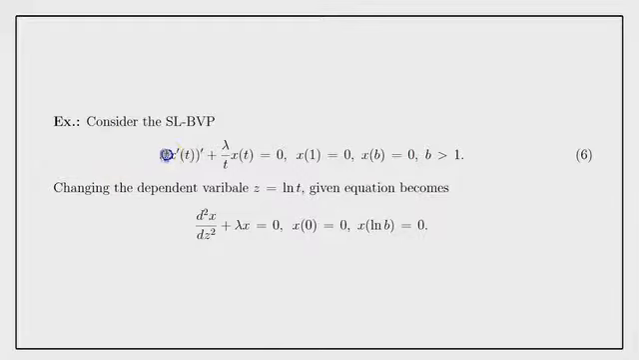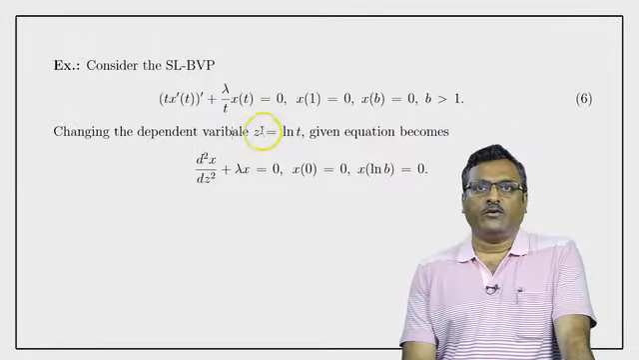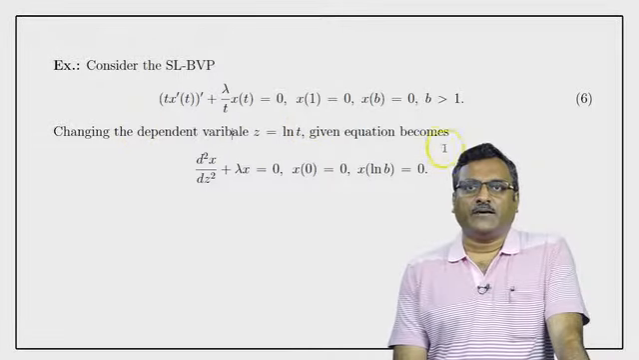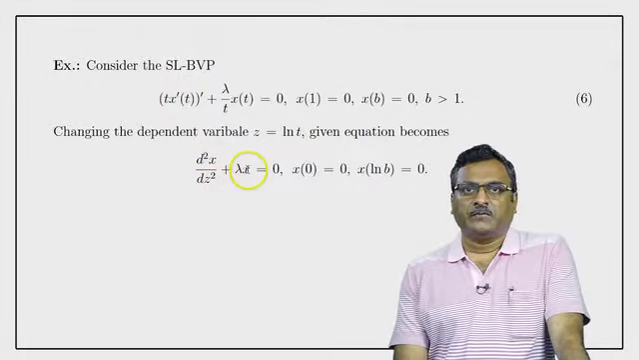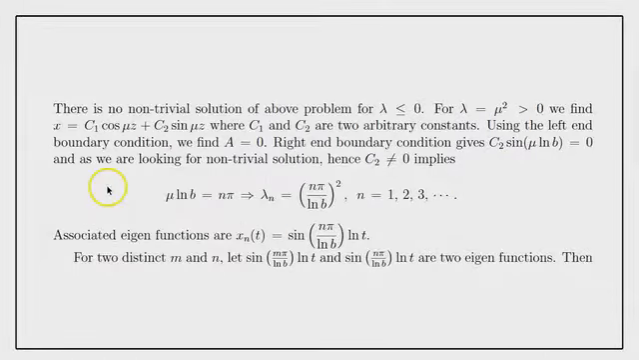Now a particular example. This is a Sturm-Liouville boundary value problem defined over the interval 1 to b, and of course b is a real number greater than 1. If you compare with the given equation, then p(t) is equal to t, q(t) is equal to 0, and r(t) equal to 1/t. If you use the transformation ln t equal to z, that means changing the independent variable, then you can find the transformed equation as d2x/dz2 plus lambda x equal to 0, subject to x(0) equal to 0 and x(ln b) equal to 0.